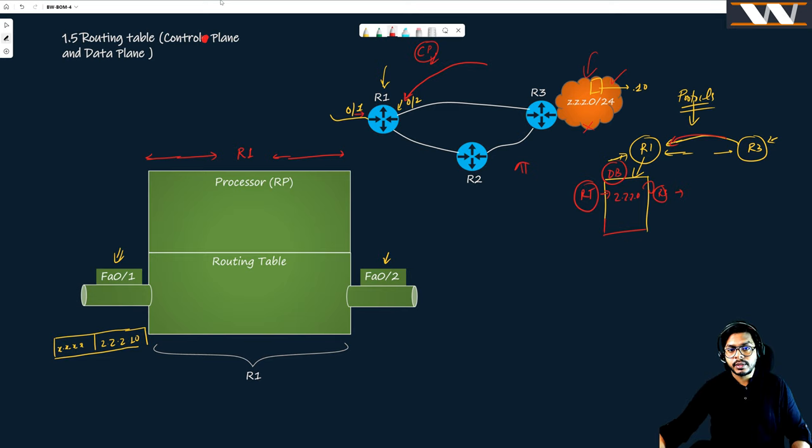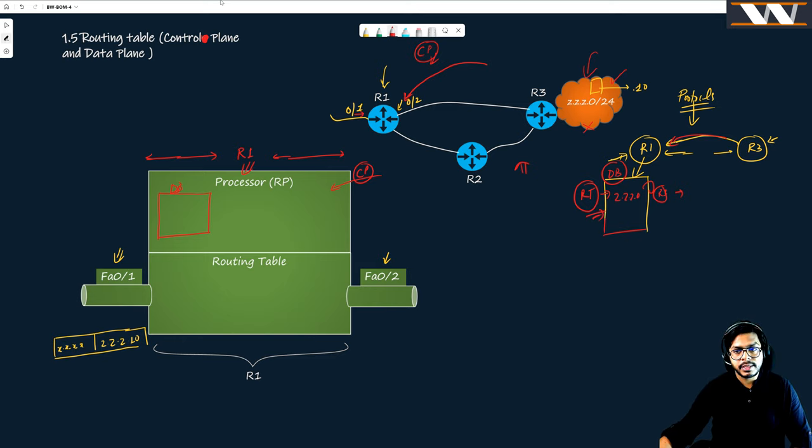So R1 is getting a control plane message. And believe me, those control plane messages, as you know, are pretty important. So this router is going to have the processor, the central processing unit, which is going to take this packet pretty seriously. Whatever it is doing, it is going to get it and install it into this database, the routing database, which we just discussed here.